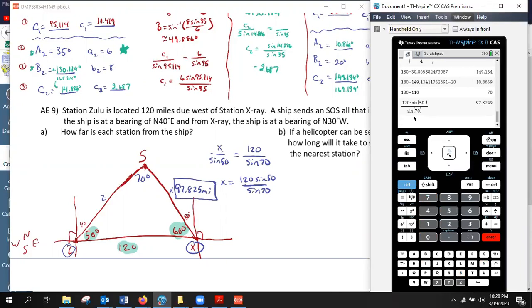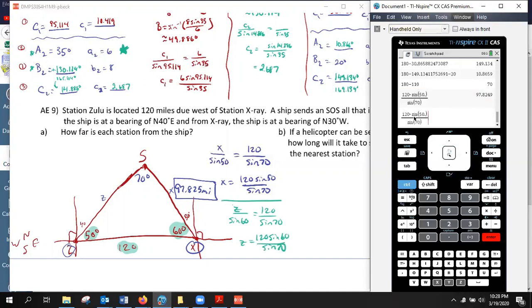And then let me go ahead and change color on you. Z over the sine of 60 equals 120 over the sine of 70. So Z is 120 sine of 60 over sine of 70. And if you'll notice, that's very similar to what I already have in here. So I'm just going to change that 50 to a 60. And I get 110.593 miles. All right. So the ship is closer to station X-ray.